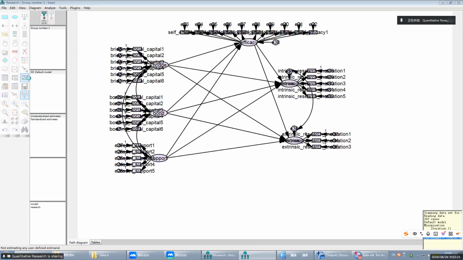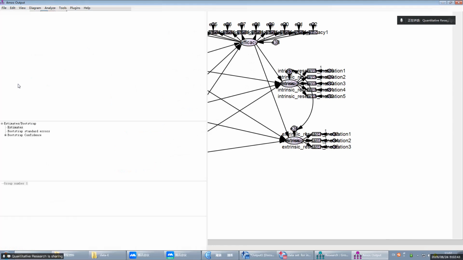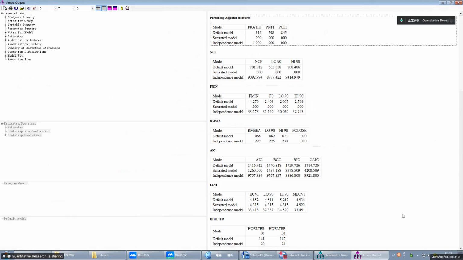Now it begins. It takes a longer time, you can see, because it's bootstrapping. If you use 5,000 times, it's going to take much longer. Oh, now it's finished. Okay, so now you can see the model fit. The ratio is okay. CFI, okay. TLI, okay. And RMSEA is okay, right?